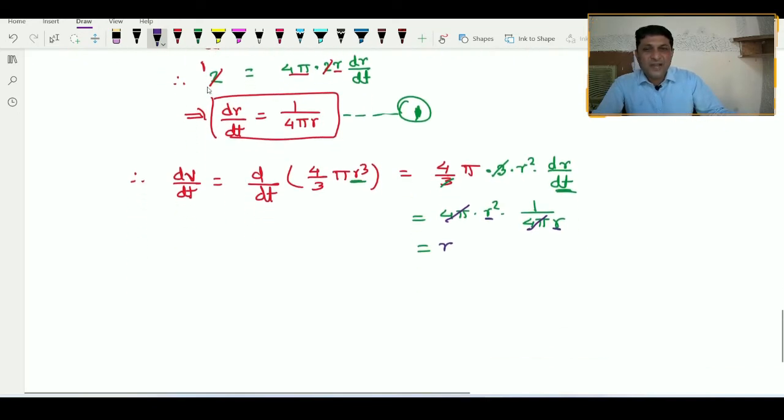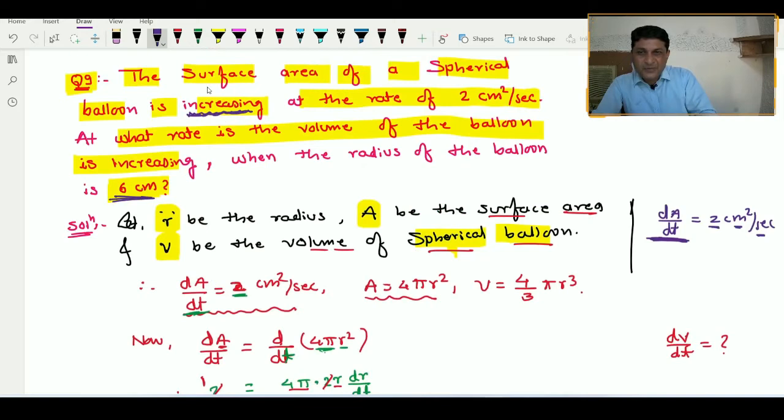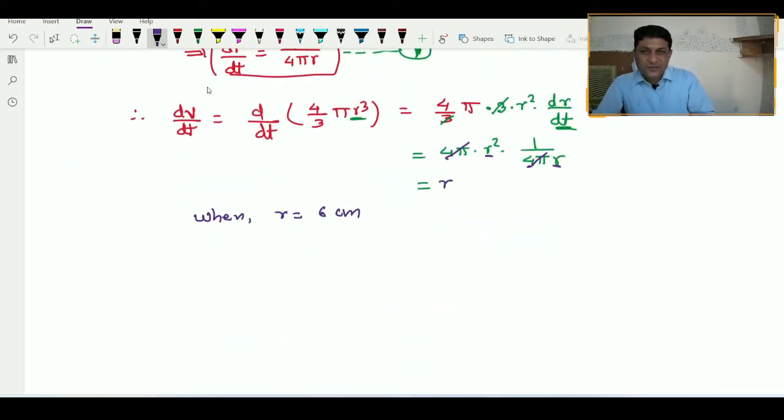So the value of dv by dt is known to us, but we have to find out the increase in volume when r is equal to 6 centimeter. If you observe our example, we have to find out the increase in volume when the radius is equal to 6 centimeter. So we are considering r equal to 6 here. When r is equal to 6, dv by dt will be equal to, already we have shown that dv by dt is equal to r, but r is 6. So dv by dt will be equal to 6. dv by dt means the increase in volume will be equal to 6.